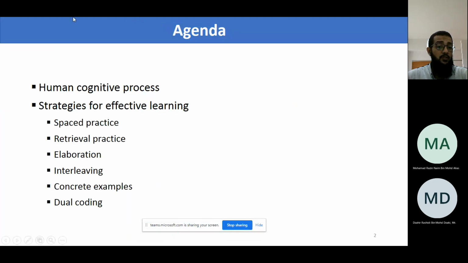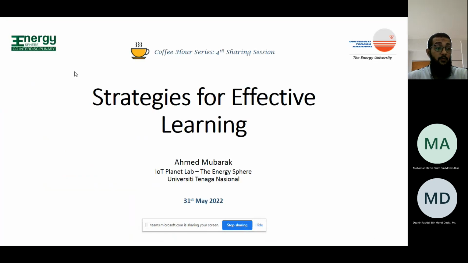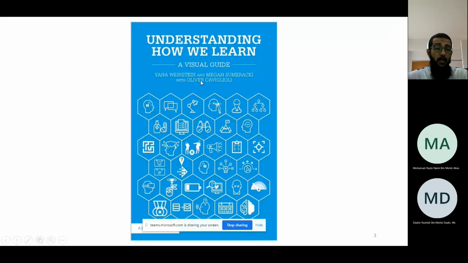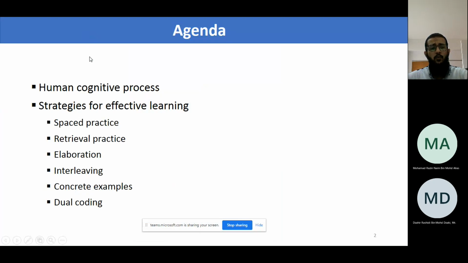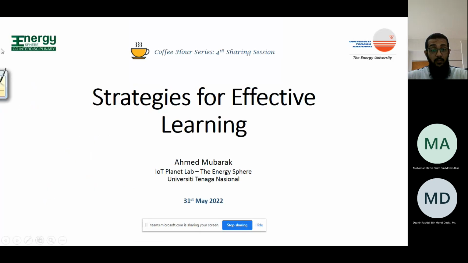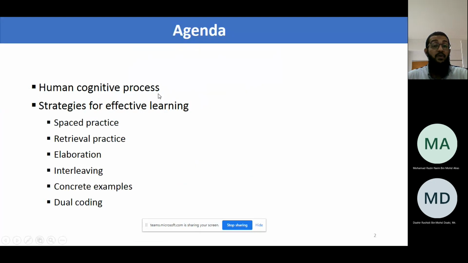The main topics we will talk about, selected from this book, are first a little bit about the human cognitive process. This book is all about cognitive psychology. The authors, Yana Weinstein and Megan Sumeracki, are from the field of cognitive psychology, and they derive useful conclusions and results from cognitive psychology for the educational field. So we will first introduce a few ideas on the human cognitive process, and then present the main topic, the strategies for effective learning. These are methods or ways that you can increase the efficiency of your study. Specifically, we will talk to students, but this applies to parents and teachers if they want to adopt these strategies.